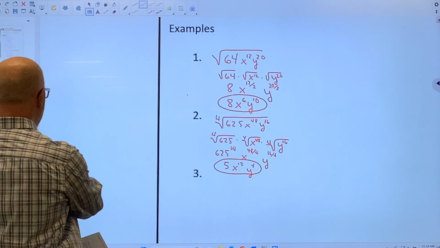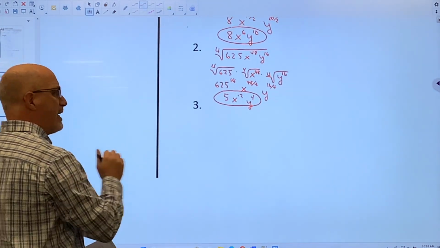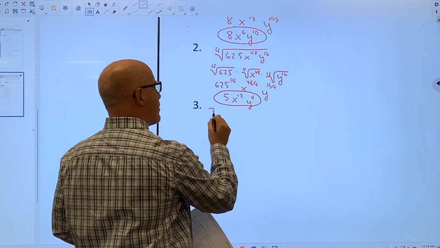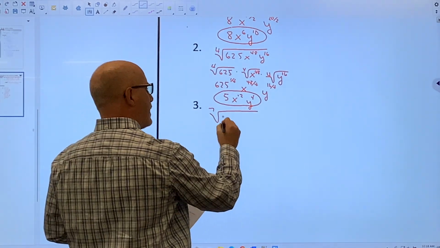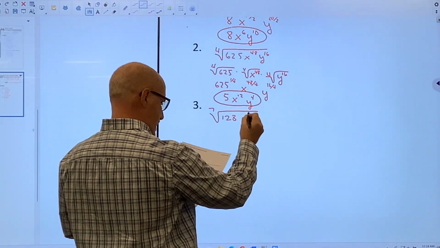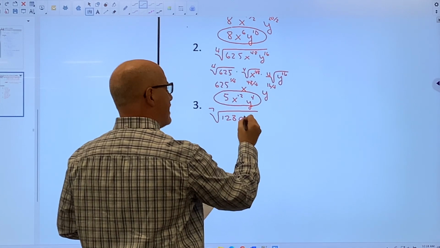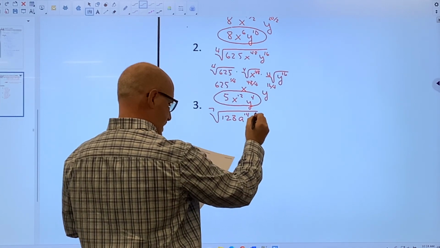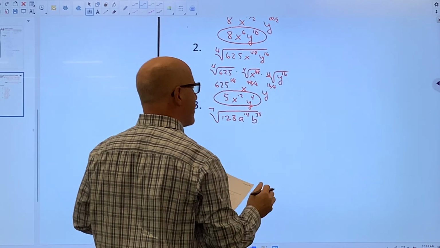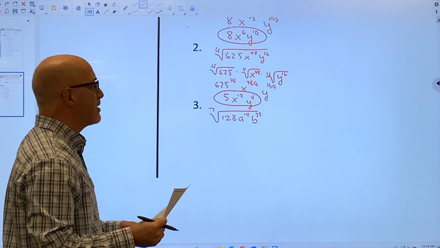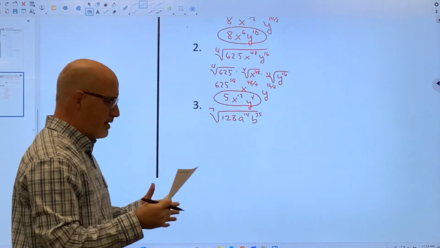The last one I want to do here, we'll have an odd index. I'll do the 7th root of 128, and this will be a to the 14th, and then b to the 35th. I'll use different variables here. You don't have to always have x's and y's. And so for this one, I'm going to separate it out.